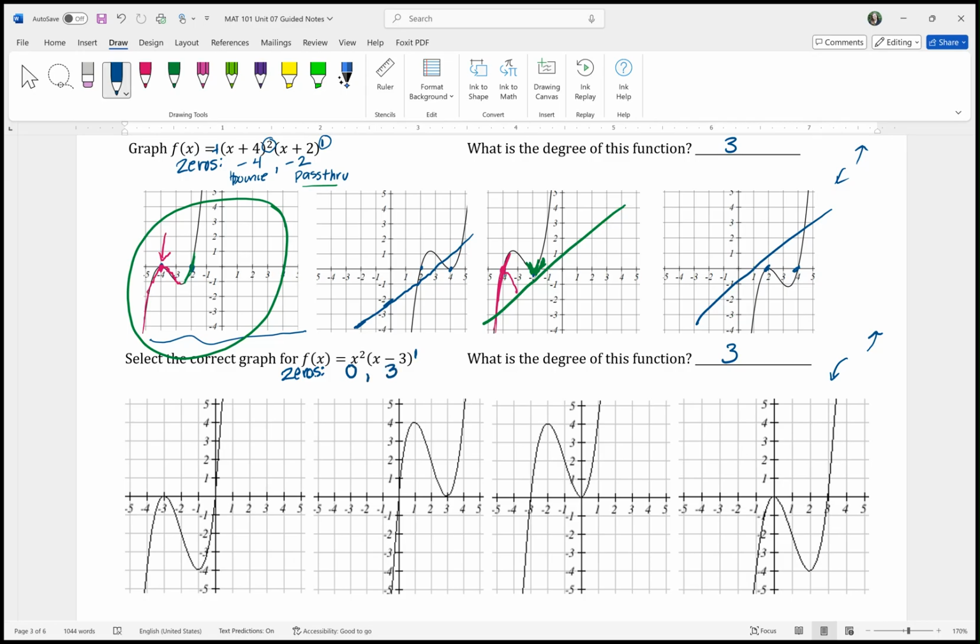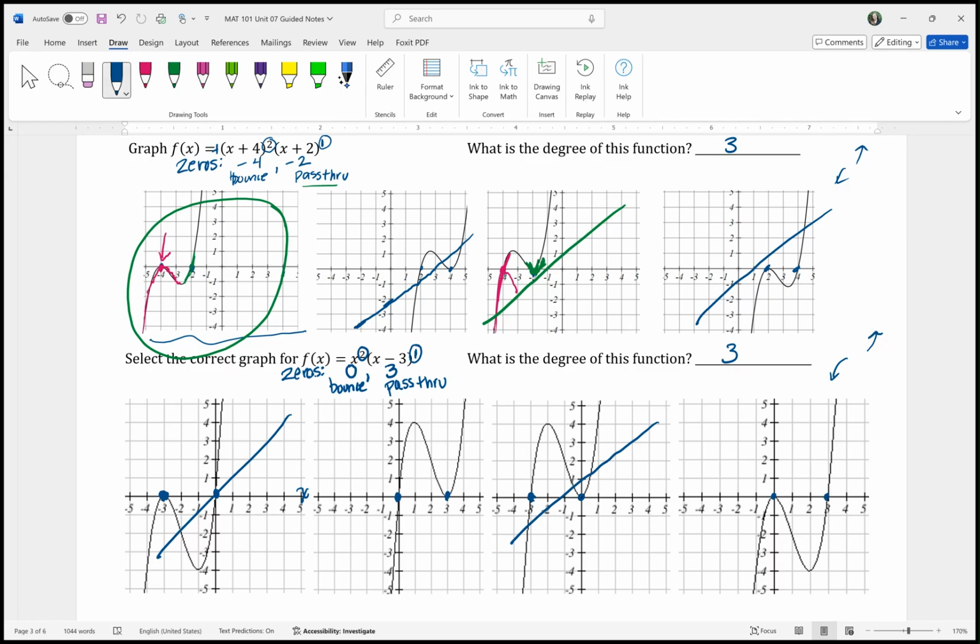And then let's talk about bounce or pass through. So 0 has a multiplicity of 2. This is going to be a bounce because it's even. And then 3 has a multiplicity of 1. That's going to be a pass through since 1 is odd. So let's see if we can find 0 and 3 on the graph first. These x-intercepts are -3 and 0. That's where it's passing through the x-axis. So that's not going to be 0 and 3. Here we're passing through at 0 and 3. That would work. -3 and 0, no. And then 0 and 3, yes.